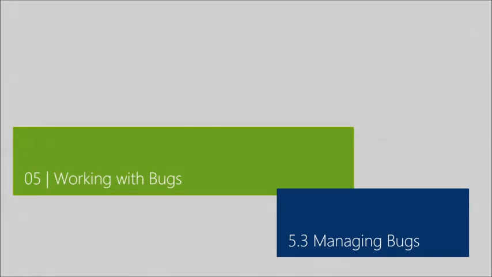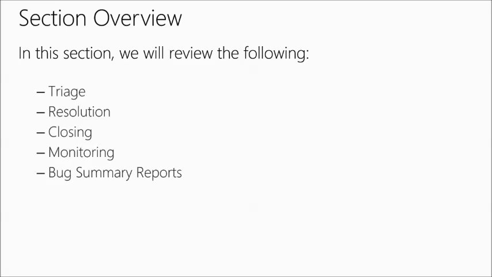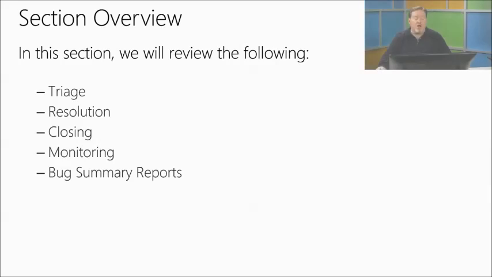So let's move on to section 5.3 in module 5, working with bugs. This is managing bugs. In this section, we'll talk about triage, which Eric's already talked a little bit about. We'll talk about bug resolution, what's needed to close a bug, how to monitor bugs moving forward, and then also finishing up this section with the bug summary report.